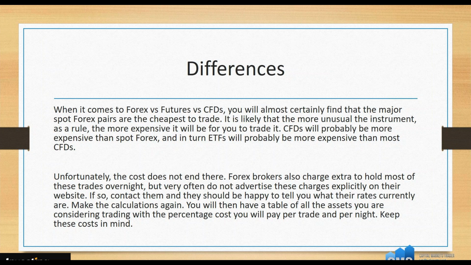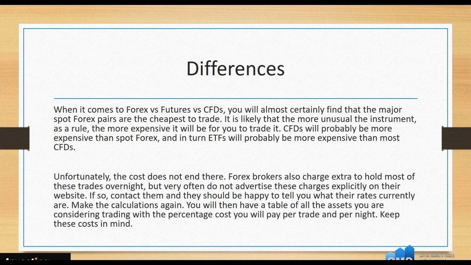Okay. But then when you go to gold or oil, they're going to be relatively reasonable. Again, when you go to off-price things like platinum and palladium, the spreads are going to be higher, but the spread is always there. You know what it is before you make a trade because the buy and the sell costs are listed right on the screen. CFDs will probably be more expensive than spot Forex, and in turn, ETFs will probably be more expensive than most CFDs.